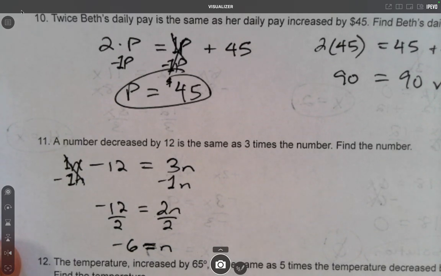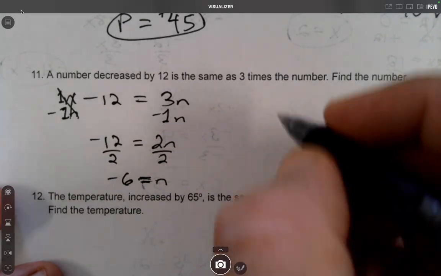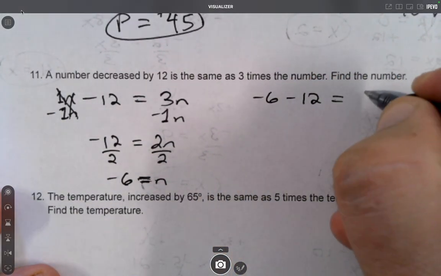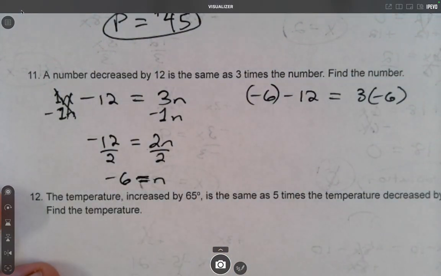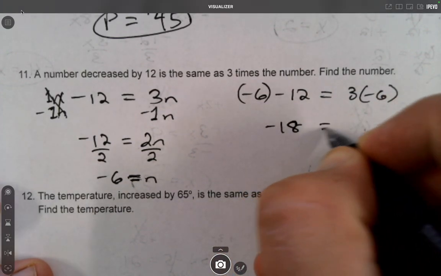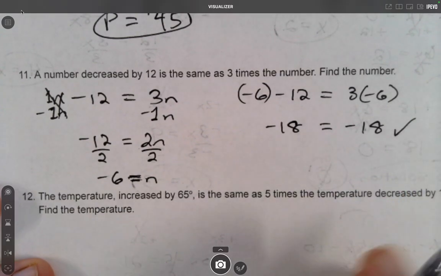And to check our work, we just take this negative 6 and plug it back in the original equation. So I'd say 1 times negative 6 minus 12 equals 3 times negative 6. Negative 6 minus 12 is negative 18. 3 times negative 6 is also negative 18.